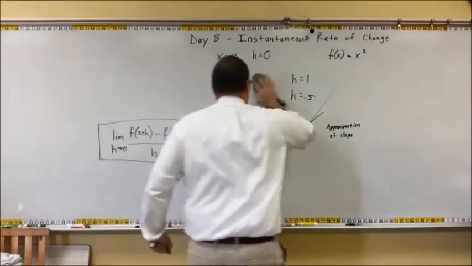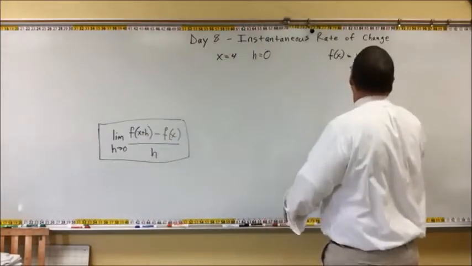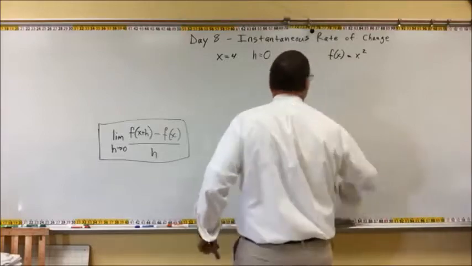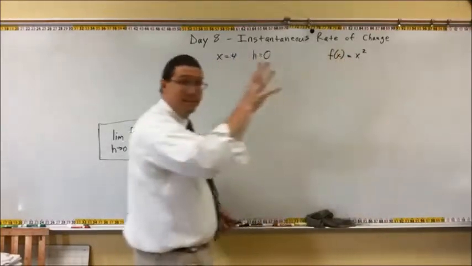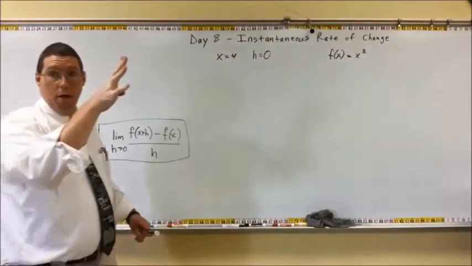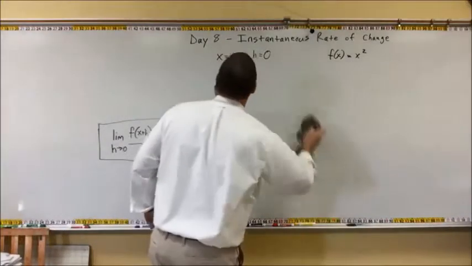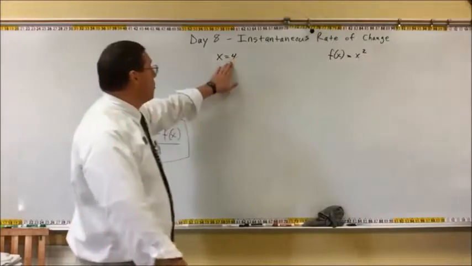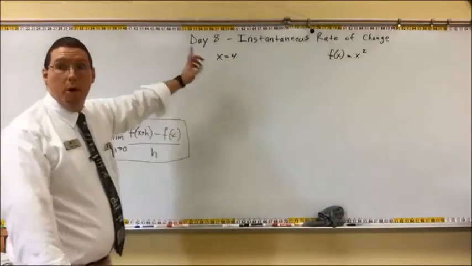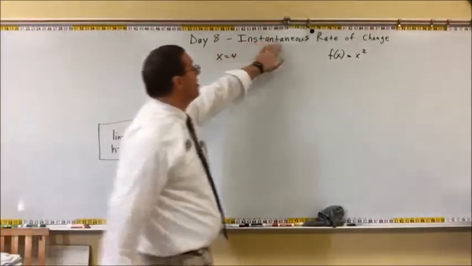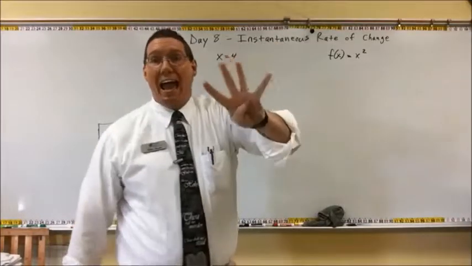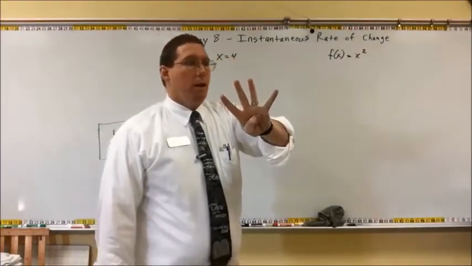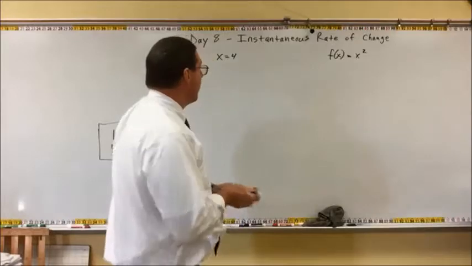Using this formula right here, we are going to show that the slope of this function at 4 is 8. So we're going to say our function is x squared. The x we're concerned with is 4, and we want to know what the slope is. We want to know the instantaneous rate of change at 4. You guys okay? All right, we're going to do some algebra here.